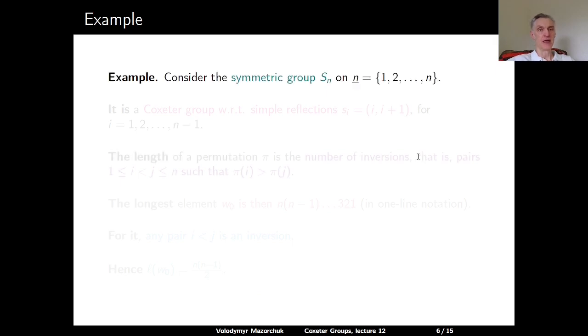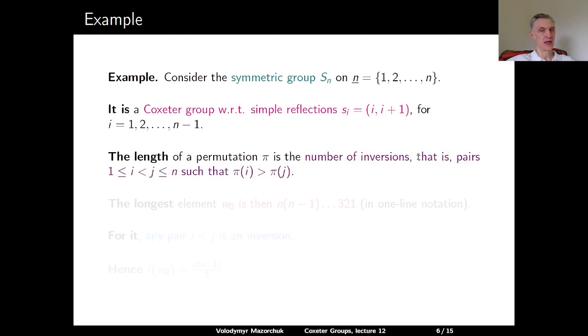For example, consider the symmetric group Sn on the set 1, 2, and so on to n. As usual, we denote the set by n underlined. This is a Coxeter group with respect to simple reflections given by elementary transpositions. So we have si, which swaps i and i plus 1, and here i ranges between 1 and n minus 1. The length of a permutation pi is the number of inversions, that is, pairs i smaller than j between 1 and n, such that pi of i is greater than pi of j.